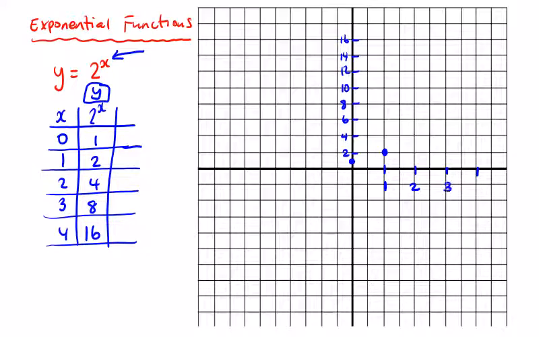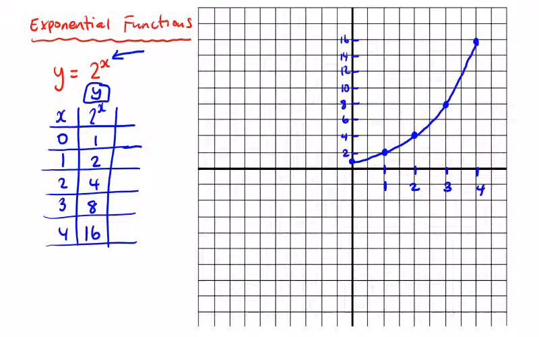When x is equal to 1, y is equal to 2. When x is equal to 2, y is equal to 4. When x is equal to 3, y is equal to 8. You can see now it's starting to get steeper. And when x is equal to 4, y is equal to 16. So the first look at an exponential curve.